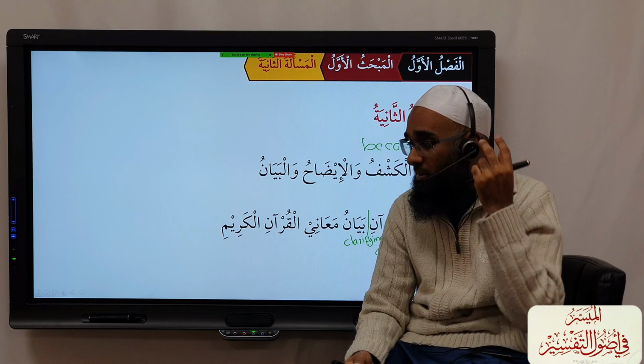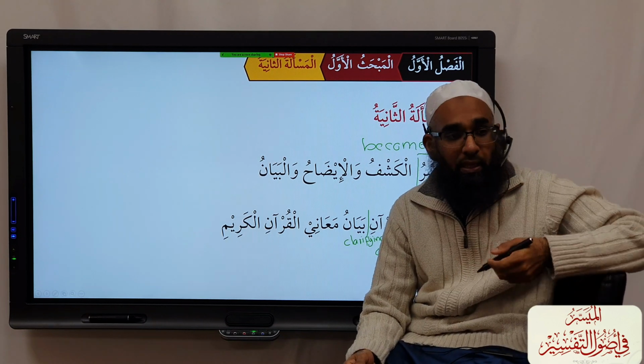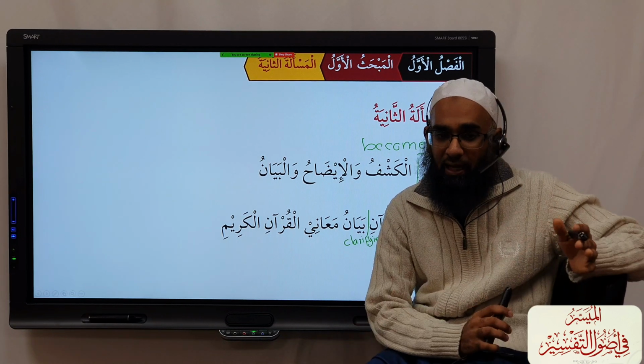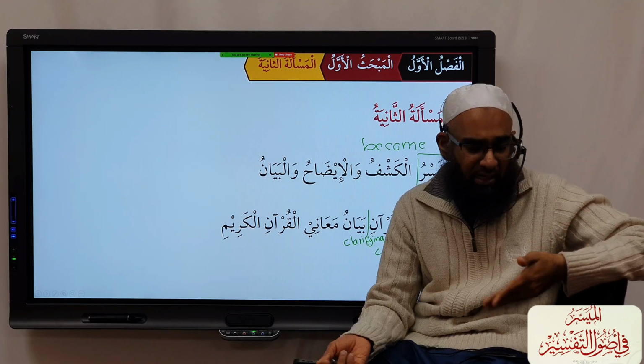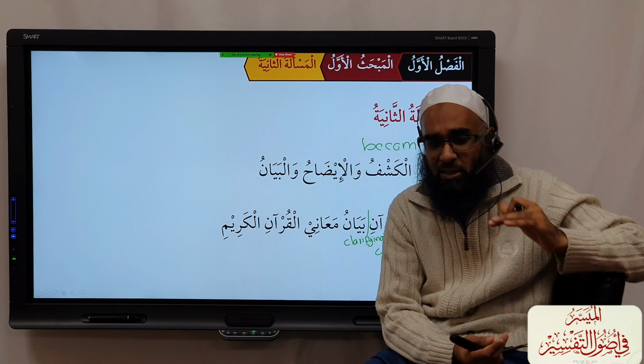tafsir. Similarly, for example, the qira'at, that's ilm al-qira'at. So like Baydawi, we've done in Baydawi, many times he mentions the different qira'at. Even Jalalain, he's mentioned the qira'at. But technically speaking, it's not tafsir.